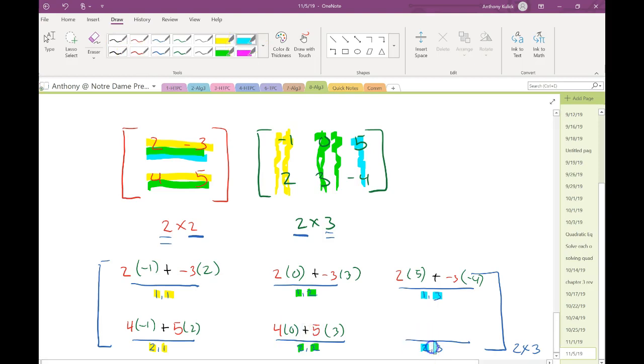And then the last entry is entry 2-3, so second row, third column. So I'm going to have 4 times 5, and then 5 times negative 4. And I'm going to add those together.